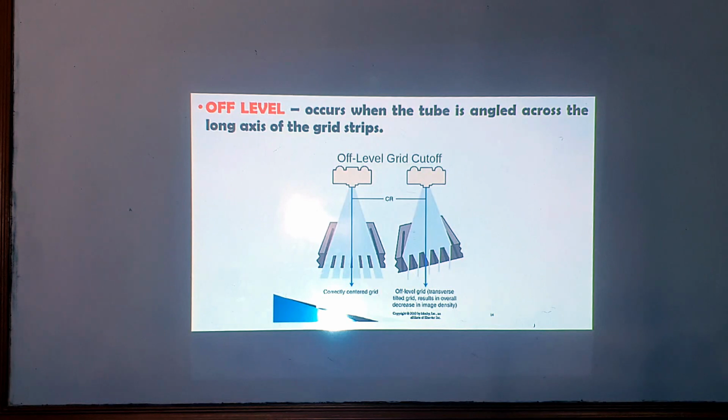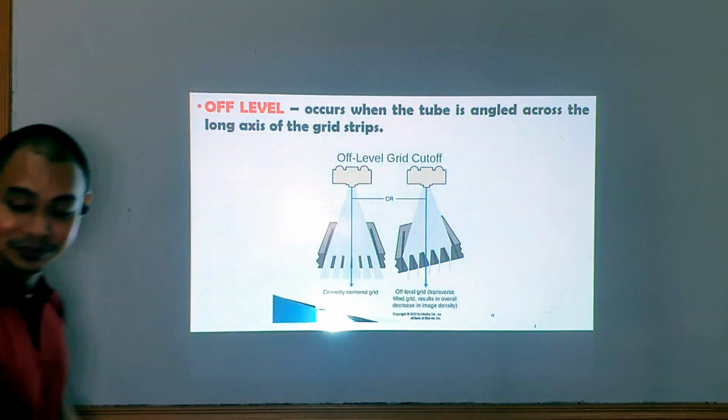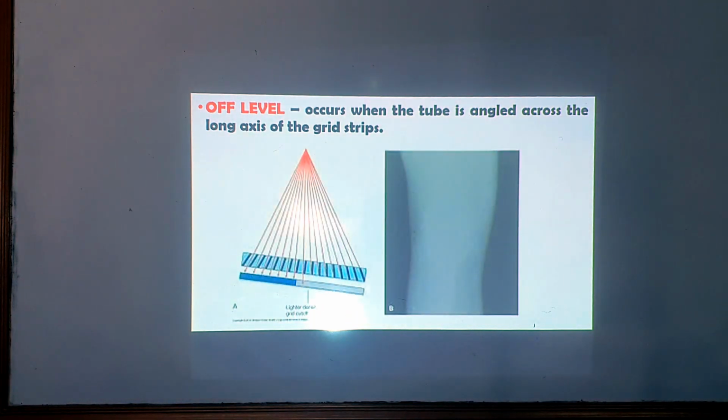First one is your off level. This one will occur when the tube is angled across the long axis of the grid strips. So try to look at that one. See? Off level. And then what about the image, sir? If it's an off level, guys, you will have this image. So do you think it has good quality? Do you think this can provide diagnostic value to the reader or to the radiologist?